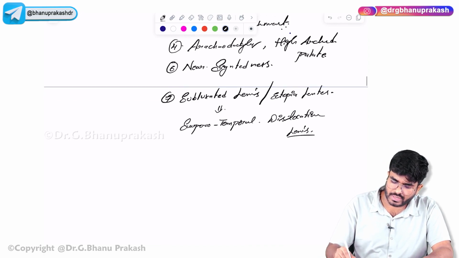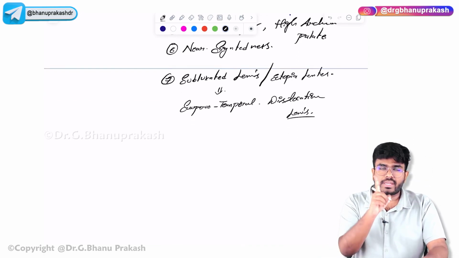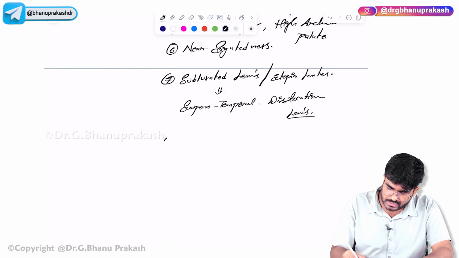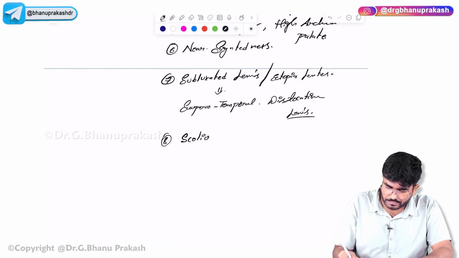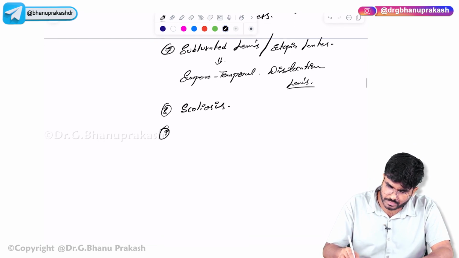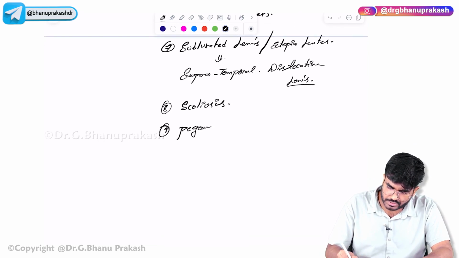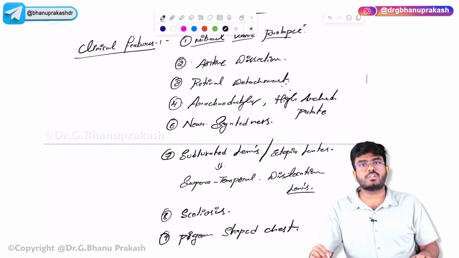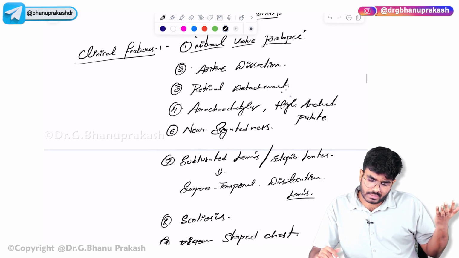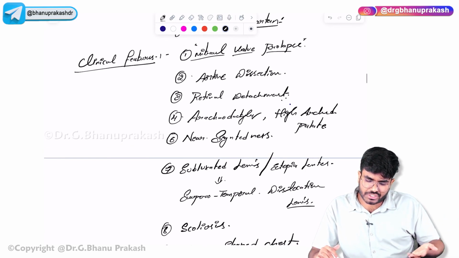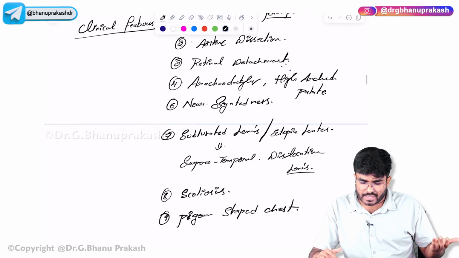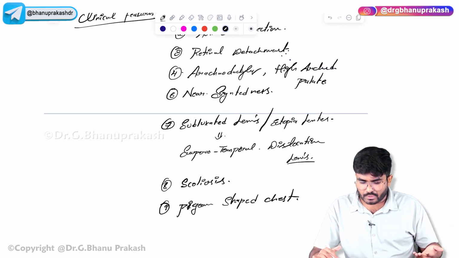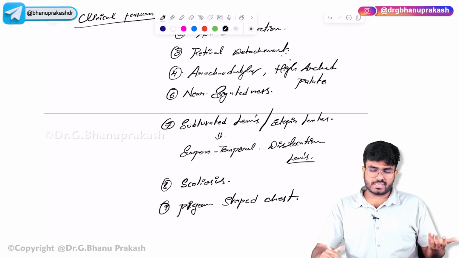If you look at persons who have Marfan syndrome, they are going to have a bend in the spine. That's called scoliosis. And what else? If you look at the chest, it's going to look like a pigeon shaped chest. So all these are the clinical features seen in Marfan syndrome: mitral valve prolapse, aortic dissection, retinal detachment, arachnodactyly, high arched palate, nearsightedness, subluxated lens, scoliosis, pigeon shaped chest. All these things are going to be seen.